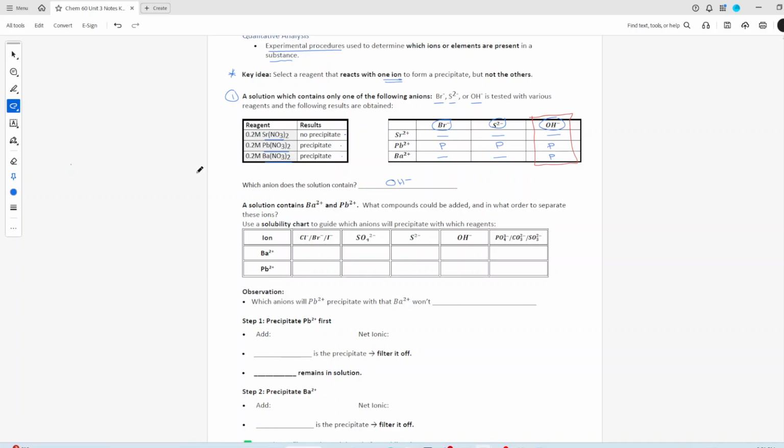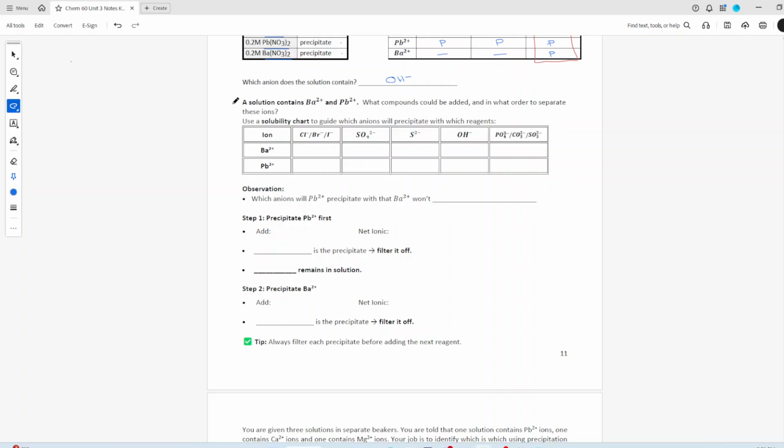Another one is going to be something like: a solution contains barium and lead. What compounds could be added and in what order to separate these ions? What we're looking for is different anions that will precipitate with one reagent at a time, something that will precipitate the lead but not the barium, or the barium and not the lead. So we do the same thing as above and use our solubility chart to guide our reaction. We're just going to fill out this chart.